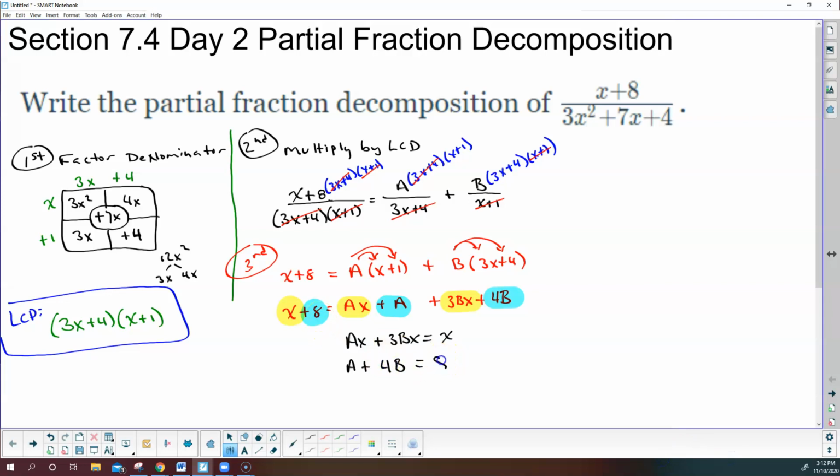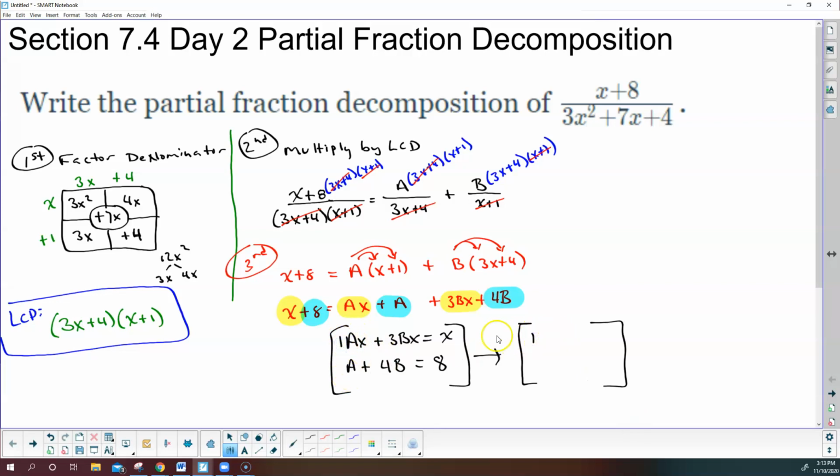That has to equal 8. Right? Now, here is my system of two equations, and we have two unknowns. We don't know what a is, we don't know what b is. So we're going to turn this into a matrix by just looking at the coefficients. So what are the numbers in front? And if it's just A, you can always put a 1.